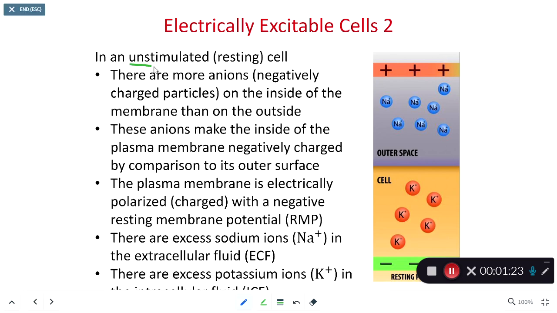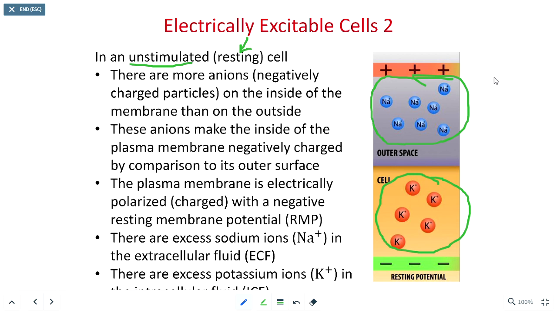So, if we have an unstimulated or resting cell, the outside of that muscle cell is going to have a lot of sodium ions, and the inside is going to have a lot of potassium ions. As we look at those sodium ions on the outside of the muscle cell, that's going to give the muscle cell an overall positive charge on the outside and an overall negative charge on the inside. There are other proteins and other charges at play. There are large anionic proteins that are stuck on the inside of the membrane.